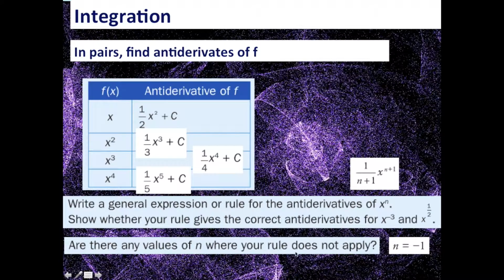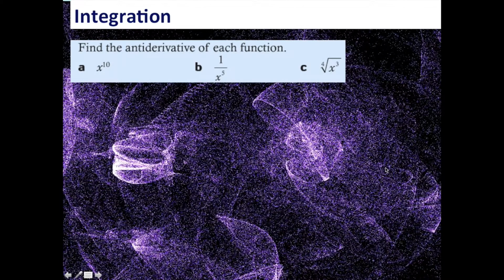Are there any values of n where your rule does not apply? Well, yes, there is going to be one where n equals -1, and the reason for that should be fairly transparent. If n is -1, -1 plus 1 is going to be 0, which is going to render this as undefined. So just to finish off this introduction into integration in terms of finding the antiderivative, here are 3 questions for you to have a go at.